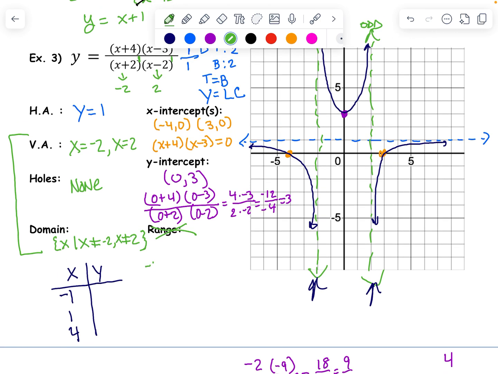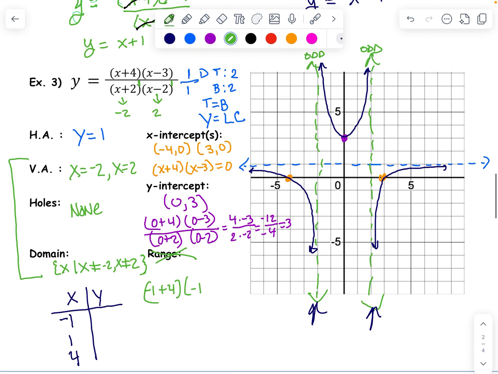So we have -1, so -1 plus 4, -1 minus 3 over -1 plus 2, -1 minus 2. So this is going to be 3 times -4 over 1 times -3. So this and this will be a negative, so this will be a positive 4. So at -1, we will be at a positive 4, which is really close to what we just had.